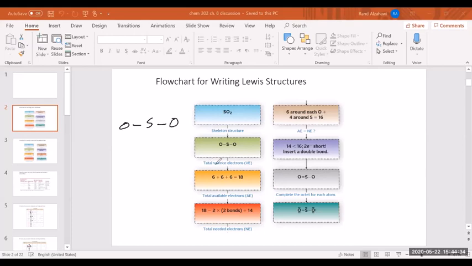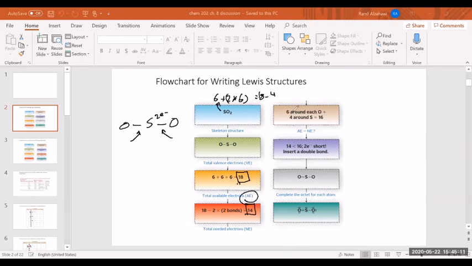Now, total valence electrons. Sulfur is 6, plus 2 times 6 for oxygen. The total will be 18, so we have 18 valence electrons. Now, the available electrons. We make this connection for the skeleton structure, and we use 2 bonds, each bond 2 electrons. So 18 minus 4, because we have 2 bonds, gives you 14. This is the available electrons, AE.